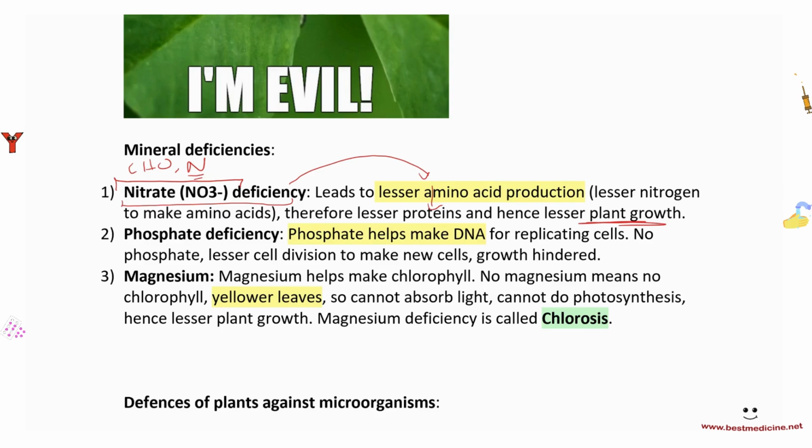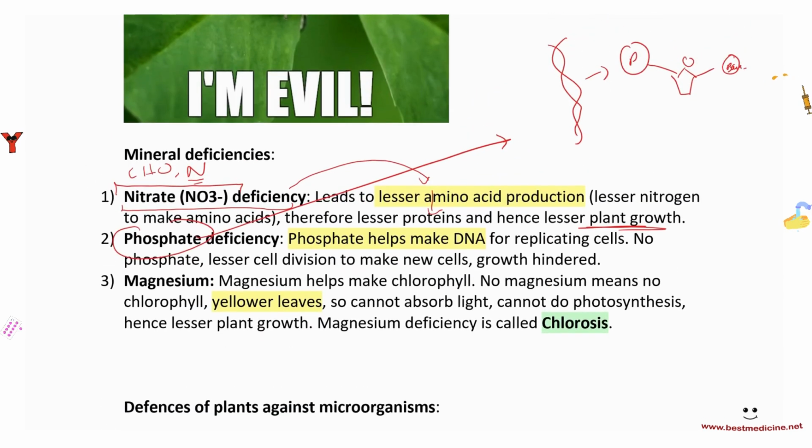Phosphate deficiency. Phosphate, remember, was present in the DNA, right? Let me just quickly remind you that DNA is a double-stranded helix, right? And it was made up of DNA nucleotides, which contained a phosphate, a sugar, and a base, right? And number 3, we have magnesium. Magnesium helps make chlorophyll. That's very important, okay? So chlorophyll, which helps in absorbing sunlight to conduct photosynthesis, is made with the help of magnesium ions.